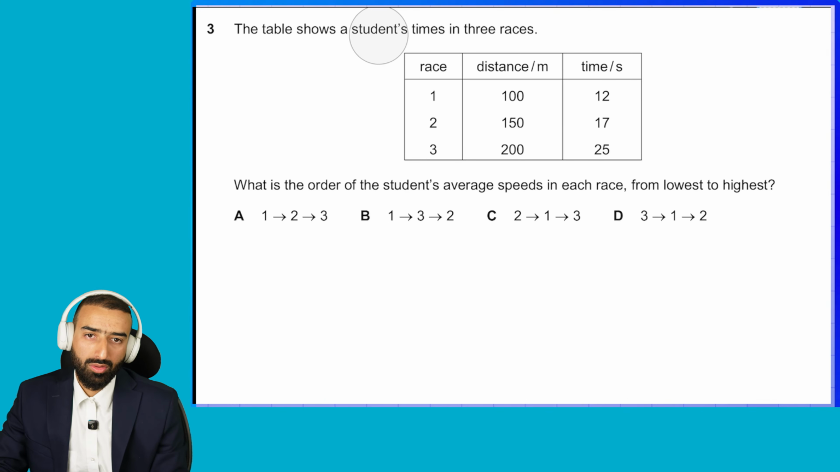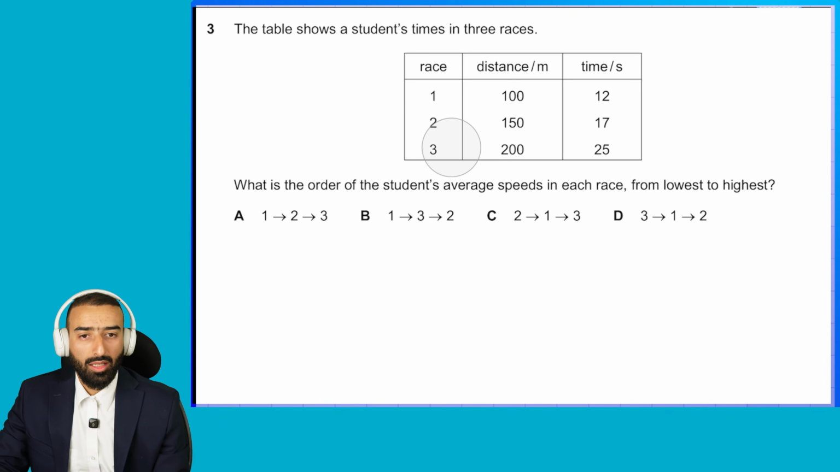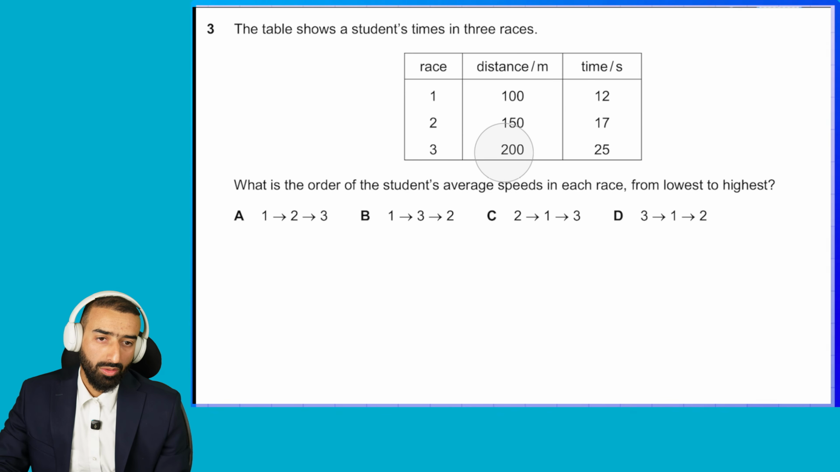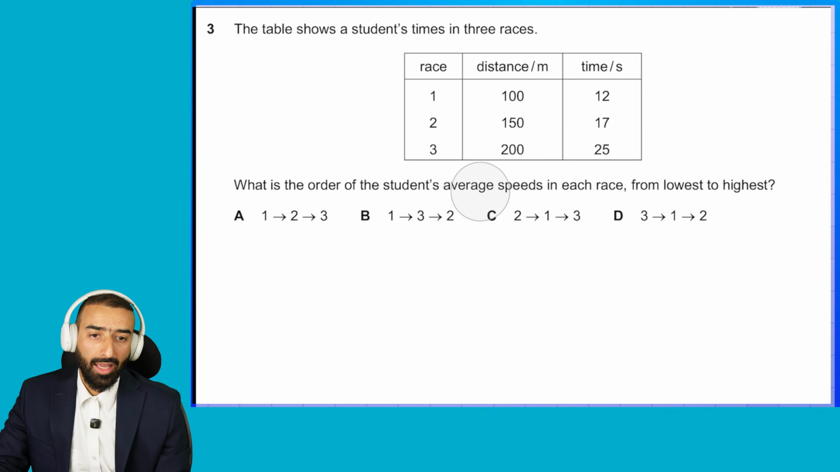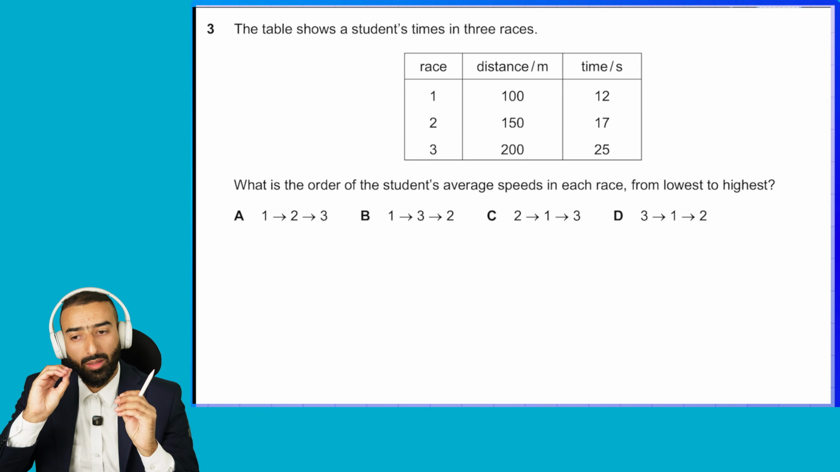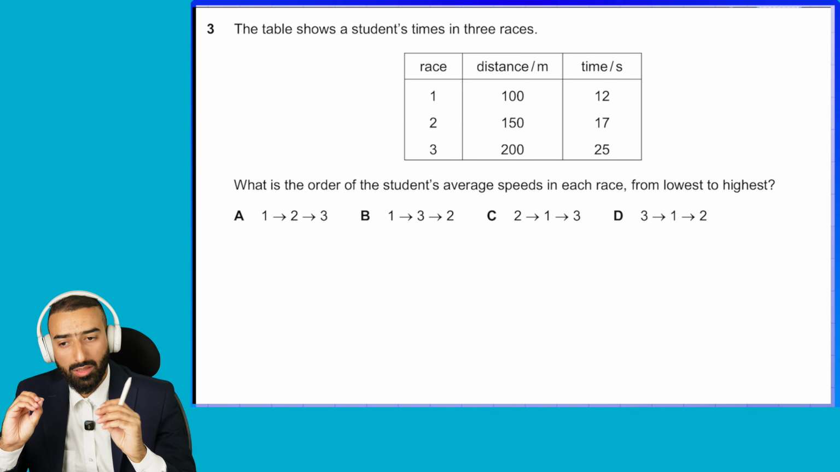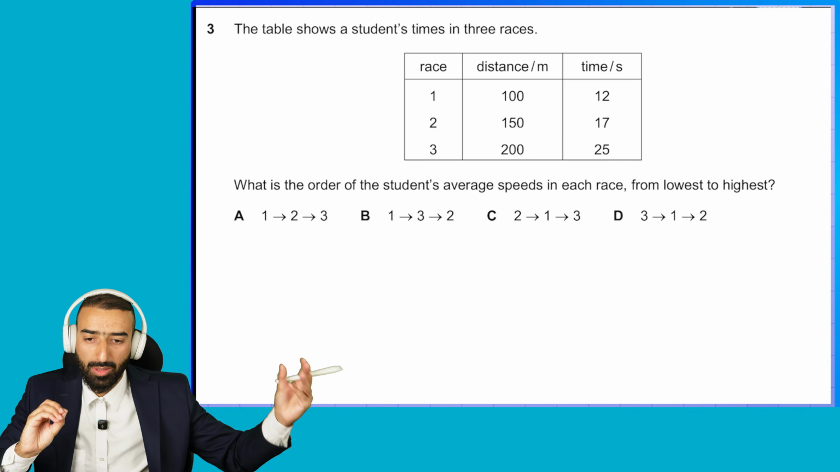The table shows a student's time in 3 races. Race 1, it moves a distance of 100 meters in 12 seconds. In the second race, it moves 150 meters in 17 seconds. And in the third race, it moves 200 meters in 25 seconds. The question is, what is the order of the students' average speeds in each race, from lowest to highest? So the lowest average speed will be ranked first, followed by faster and faster speeds.